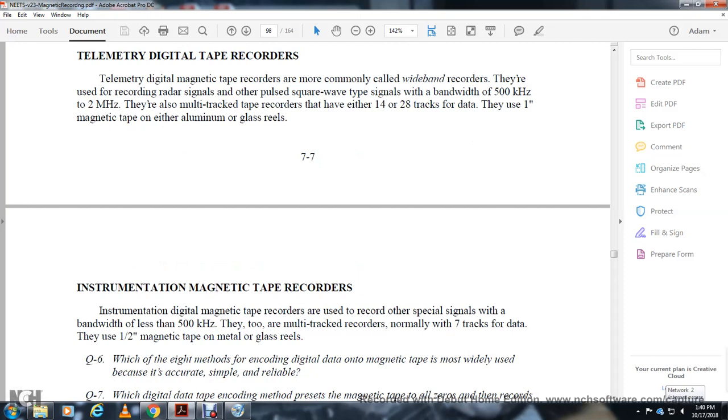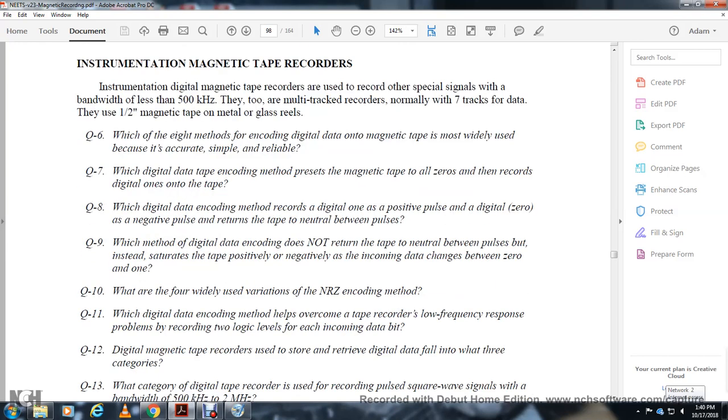Instrumentation digital magnetic tape recorders record signals with a bandwidth of 500 kilohertz, or they normally record on a few tracks, with 1/2 inch magnetic tape on a metal or glass reel.